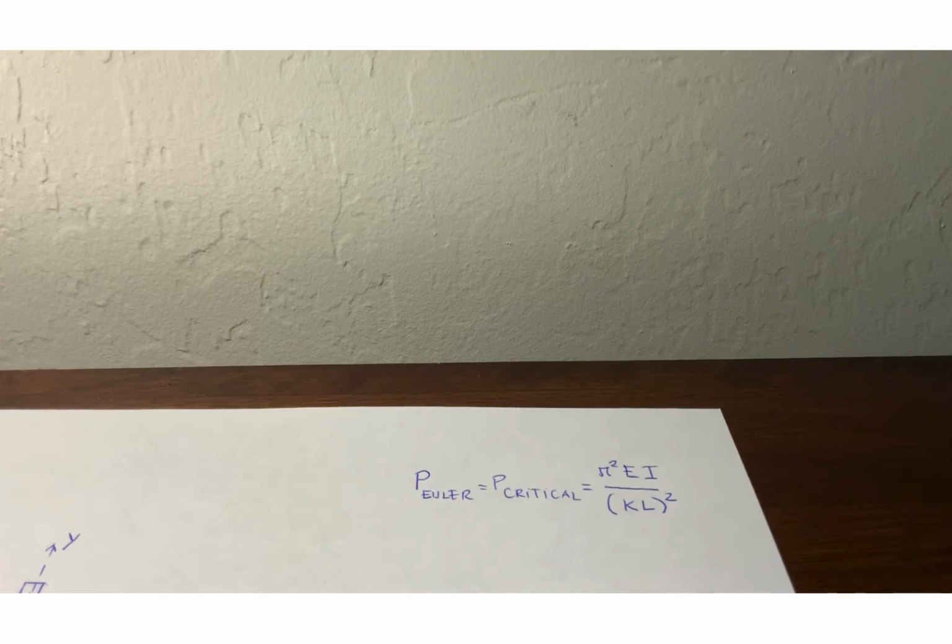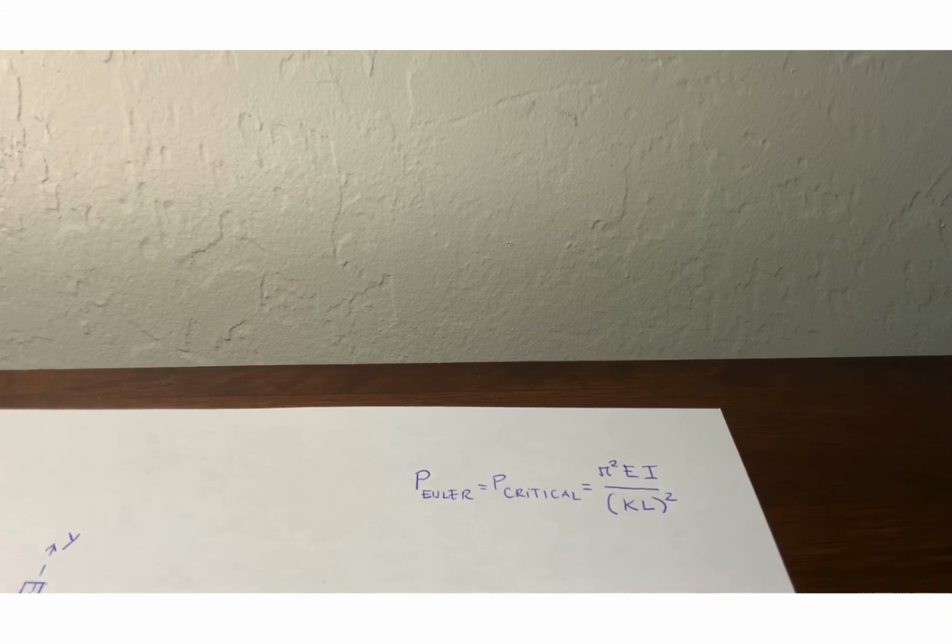For a column with a compressive axial load, we have to consider the buckling effect, determined by the critical load, P Euler, that makes the member buckle, equal to pi square EI over KL square. This critical load depends on E, the Young modulus, or modulus of elasticity, which is one of the material properties. I is the area moment of inertia, so it depends on the cross section of the member. K, the effective length factor, depends on the support or end condition of the member, and L is the actual length of the member.